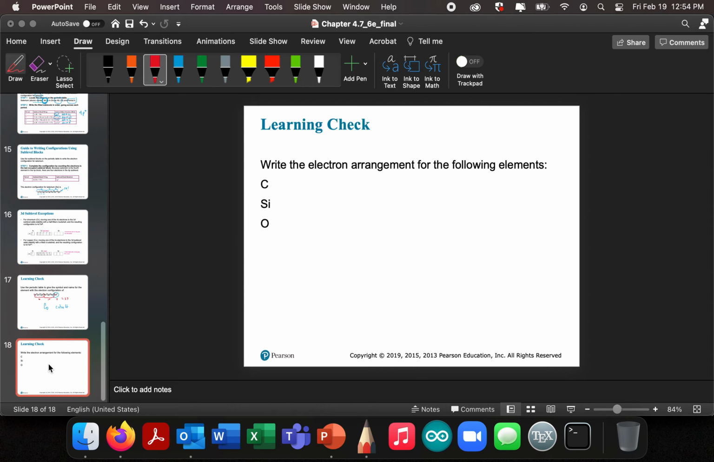All right, so write the electronic configuration for each of the following elements. Please pause the video, write these out. You really need to see if your answer is the same as mine before you decide it's easy, right? Give it a shot.